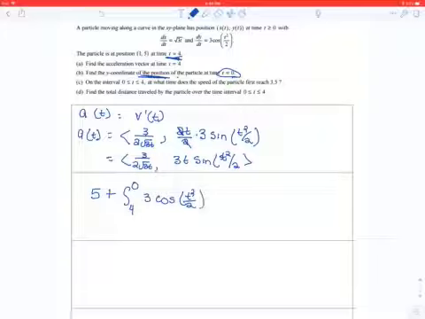Now again, don't try to be a hero and do this on your own. You have a handy-dandy calculator. Just use your calculator to integrate this. And I will show you the answers in a minute because I haven't done them, but I'll just set them up.